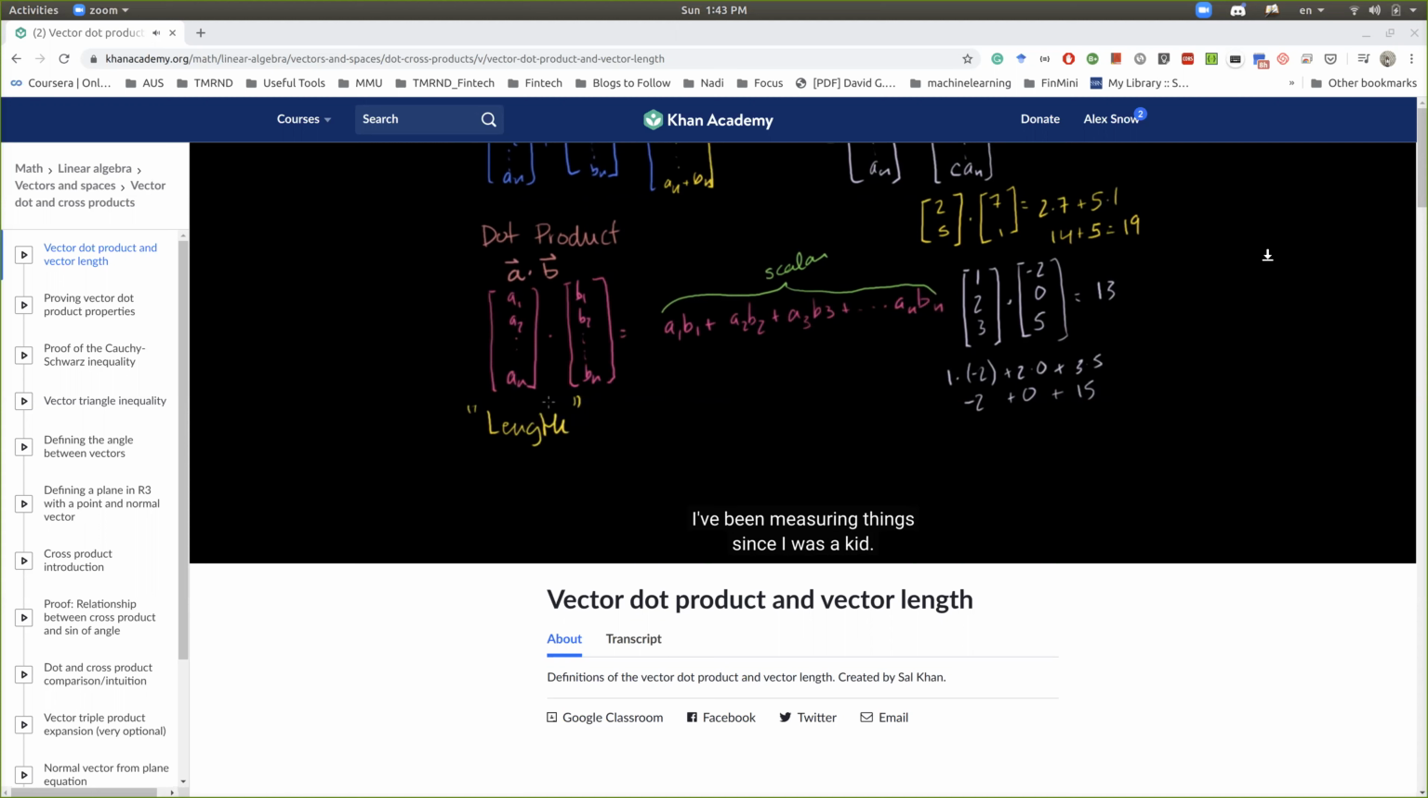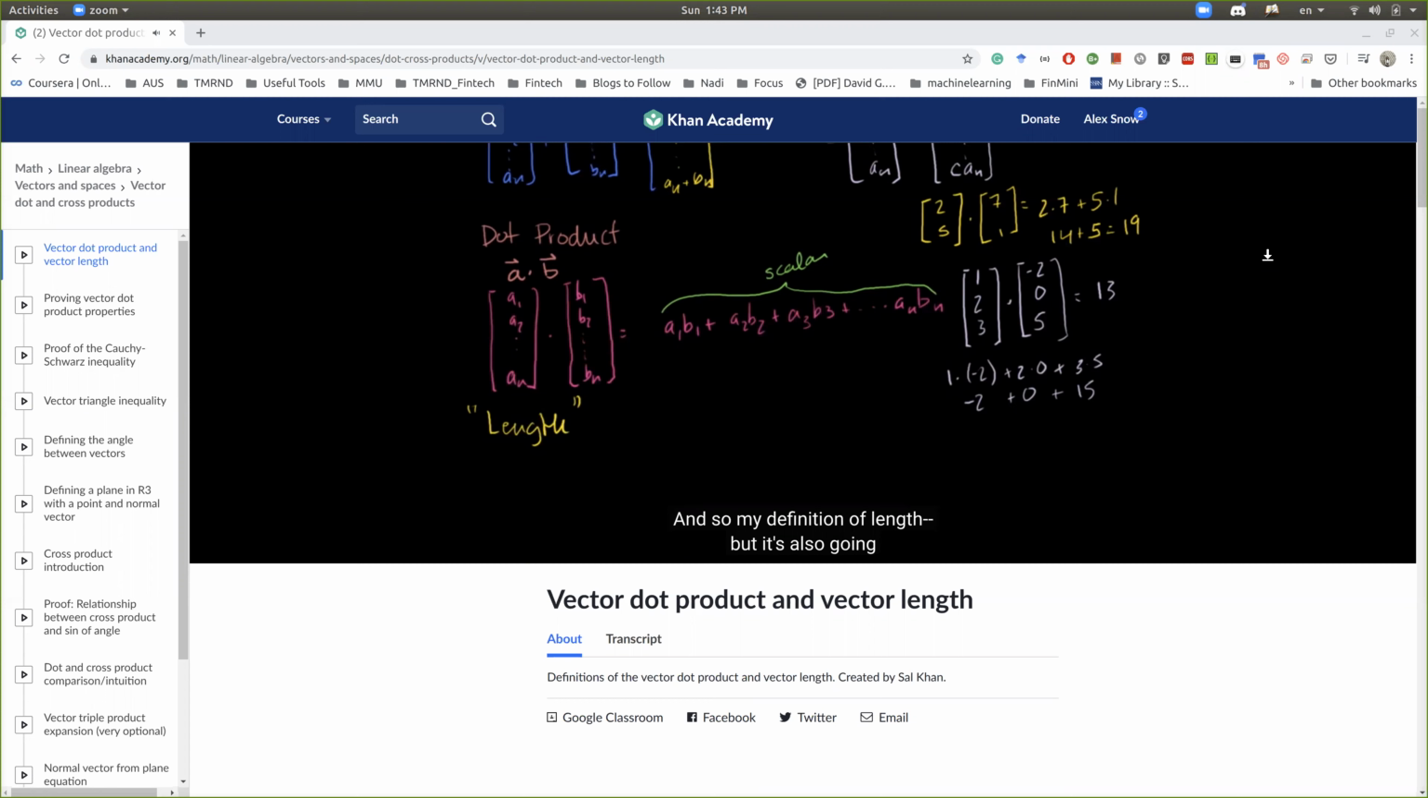I've been measuring things since I was a kid. Why do I have to wait until a college level, or hopefully you are taking this before college maybe, but what is now considered a college level course, to have length defined for me? And the answer is because we're abstracting things to well beyond just R3, or just three-dimensional space, what you're used to. We're abstracting that these vectors could have 50 components, and our definition of length will work even for these 50 component vectors.